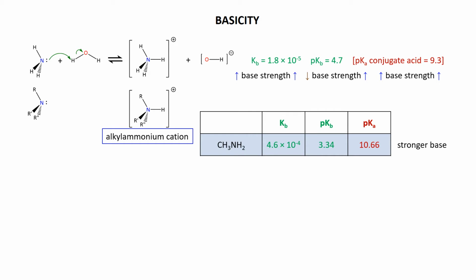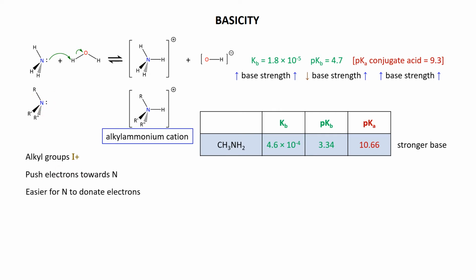Now, why is that? Why is putting a methyl group there going to make the base 10 times stronger? And the answer lies in the old inductive effect. Alkyl groups have a positive inductive effect. In other words, they push electrons towards the nitrogen.